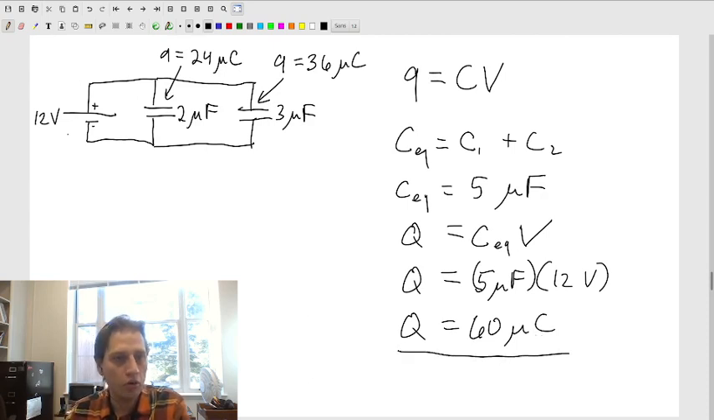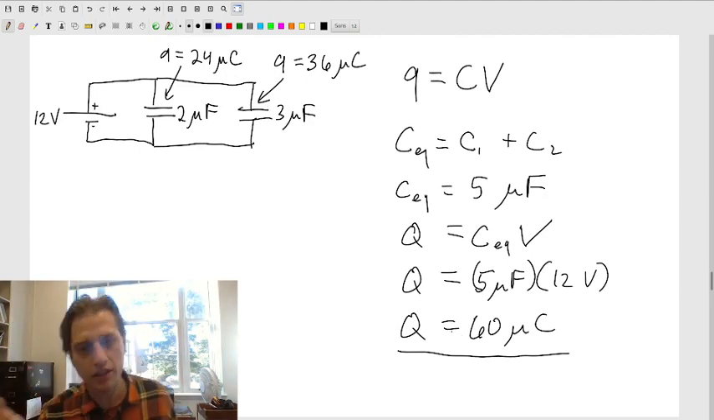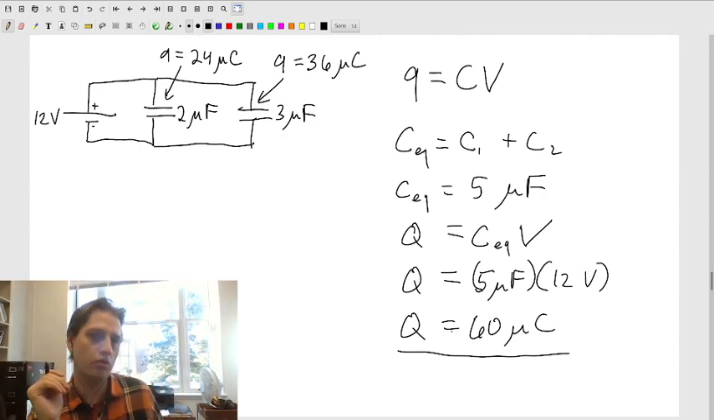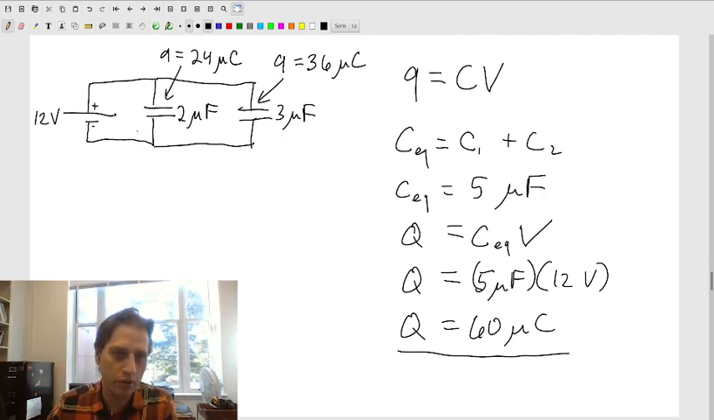So the total charge that this group of capacitors is storing is 60 microcoulombs. What's another way that I could get that? Well, I could add together 24 microcoulombs plus 36 microcoulombs. So the charge on this plus the charge on that gives me the total charge. Okay, so the idea of equivalent capacitance doesn't give you a whole lot of new conceptual tools, but it is important in terms of bundling together several objects as one object.